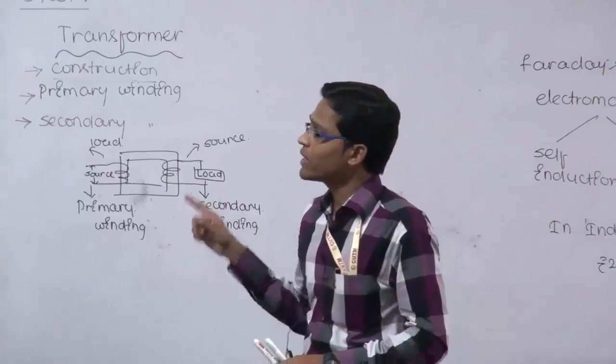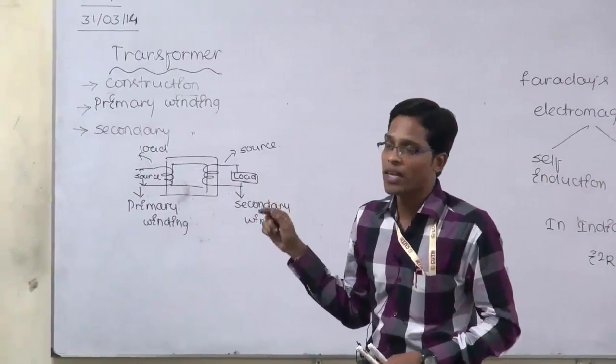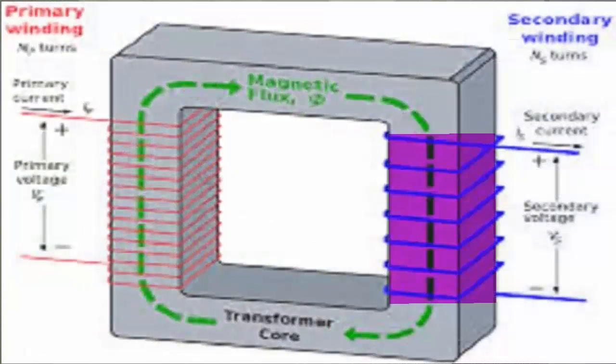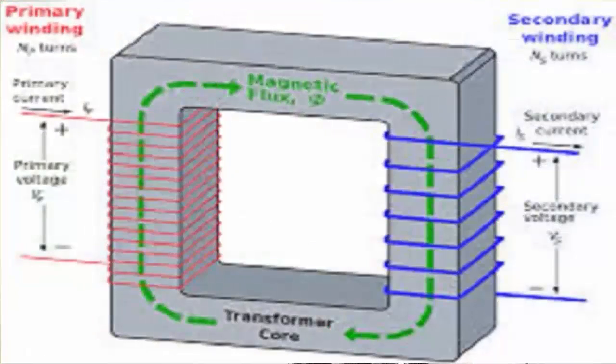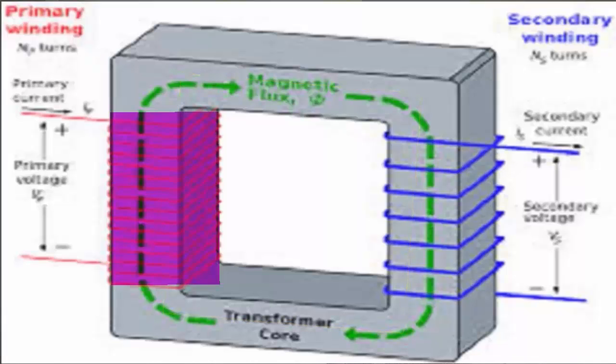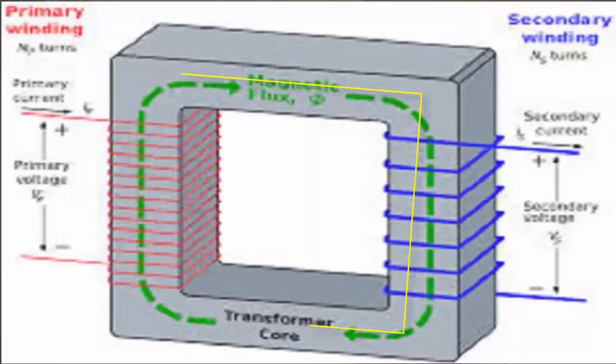And both the windings are wound on a common laminated magnetic core. This one is called your transformer core. Here one winding is present, here one winding is present, and both windings are wound on the core. This is called a laminated core. We will read about the losses later, and when we do, I will tell you why we use a laminated core. So as per the construction: primary winding, secondary winding, and a common laminated magnetic core.